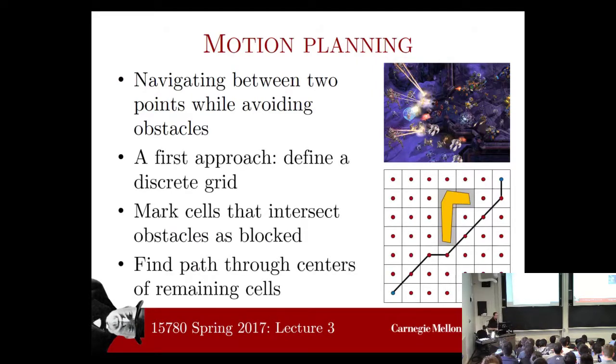So, one difficulty in this is that we have to think about how we even apply the stuff we talked about to this kind of problem that is continuous. Right? That's one big obstacle. So the first approach would be, let's define a discrete grid. And we'll mark cells that intersect with obstacles as blocked. And then we'll just find a path through the centers of the remaining cells. So we think of the vertices of our search problem as the centers of the cells. And then we just have a regular search problem that we can apply A star or whatever to. And we can find a path through the centers of the unblocked cells.